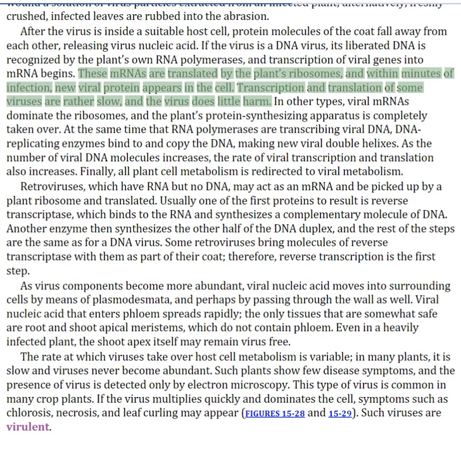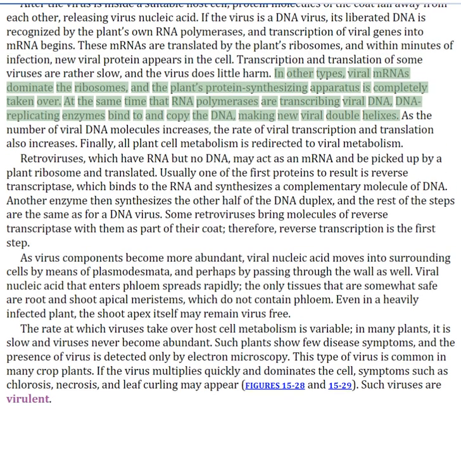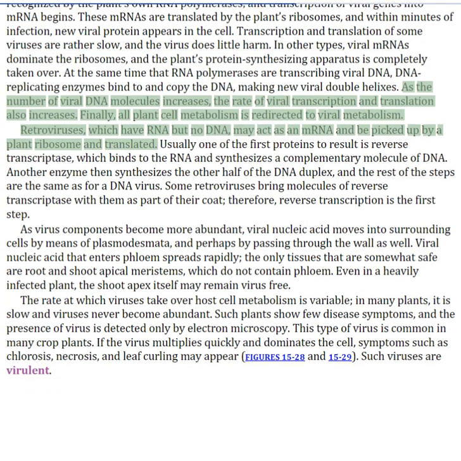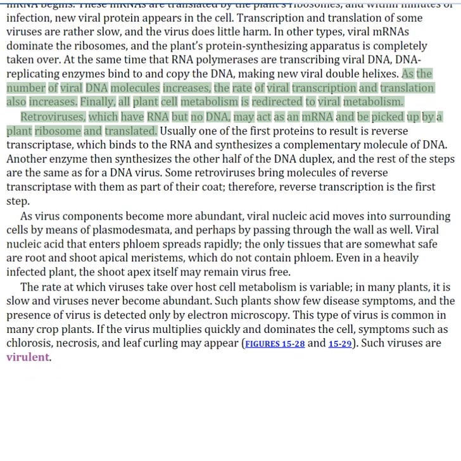Transcription and translation of some viruses are rather slow, and the virus does little harm. In other types, viral mRNAs dominate the ribosomes, and the plant's protein synthesizing apparatus is completely taken over. At the same time that RNA polymerases are transcribing viral DNA, DNA-replicating enzymes bind to and copy the DNA, making new viral double helixes. As the number of viral DNA molecules increases, the rate of viral transcription and translation also increases. Finally, all plant cell metabolism is redirected to viral metabolism.